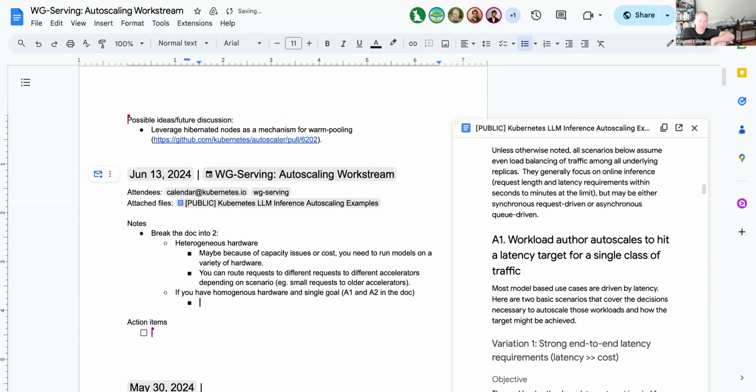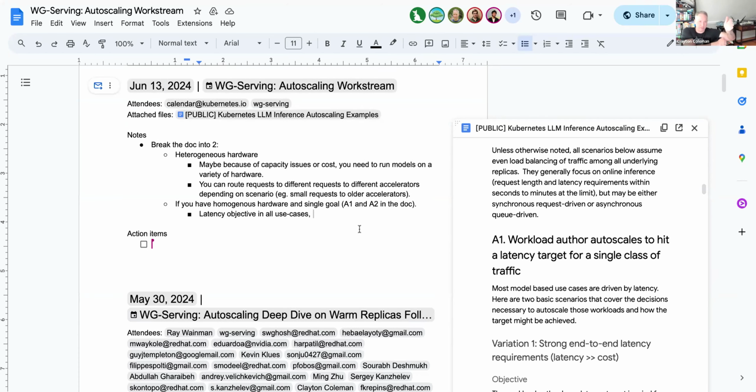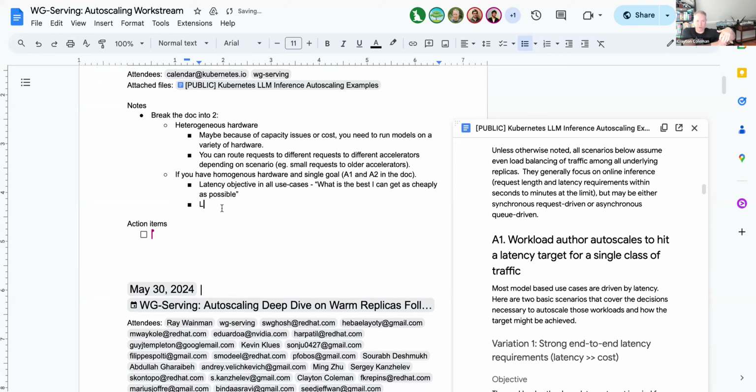But in the homogeneous use case, the way I framed it was that you have a latency objective in almost all use cases. Even if I don't really care about latency, or I want the best I can get as cheaply as possible, that's still a latency policy. It's just that you don't care about latency. And once you've made that choice, the hardware responds in different ways. The novel thing being that with LLMs, the bigger the request and the bigger the response, the more compute it takes, thus the longer it takes.